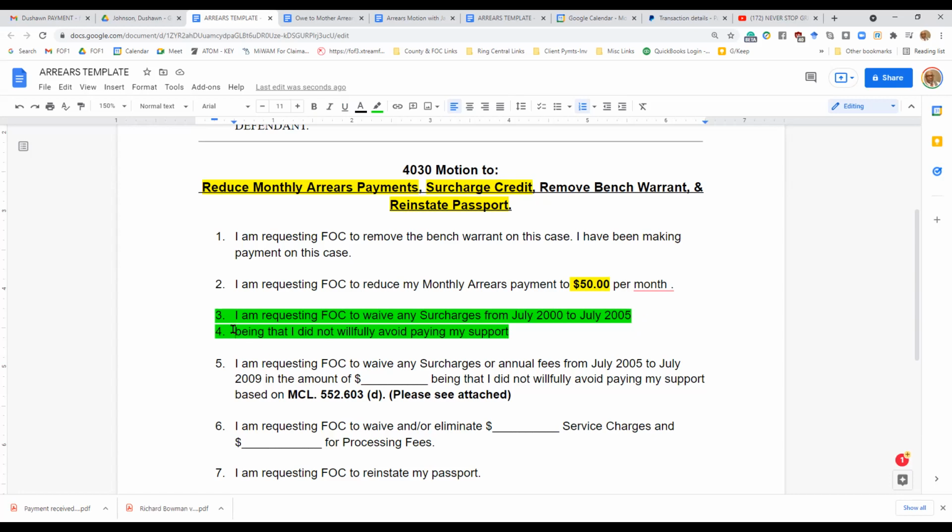But the key thing is this right here: being that I did not willfully avoid paying child support. If I was locked up, I didn't willfully avoid it. If I was unemployed, I didn't have any money. So you want to make sure you are doing these things.